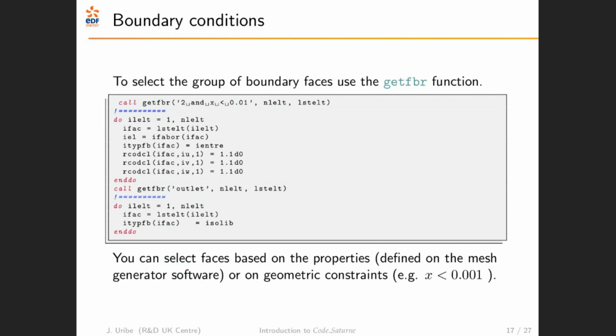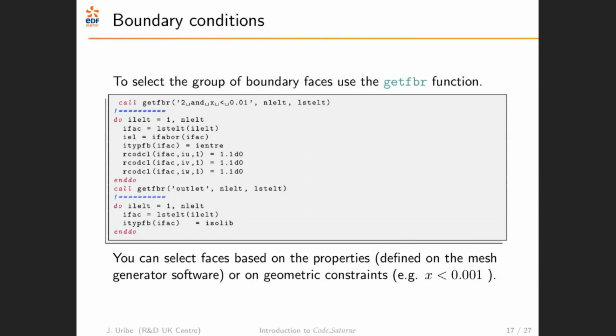So another useful function in Code_Saturne to set this boundary condition is the function getfbr, that is the equivalent of your graphical interface setting when you were yesterday setting inlet or outlet. The moment that you define the names of the boundaries is something equivalent to this.